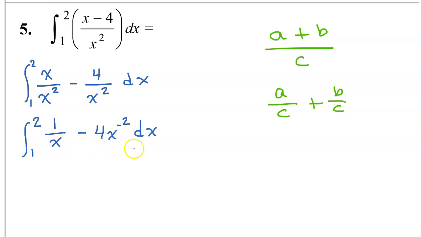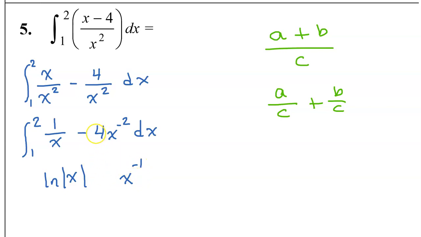Integrating term by term, the integral of 1 over x is the natural log of the absolute value of x. For the next term, I'm going to use the power rule of integration, and that's why I rewrote it as x to the negative 2 power. So for the power rule of integration, we increase the exponent by 1. That will give me the negative 1 power. Then we divide by the new exponent.